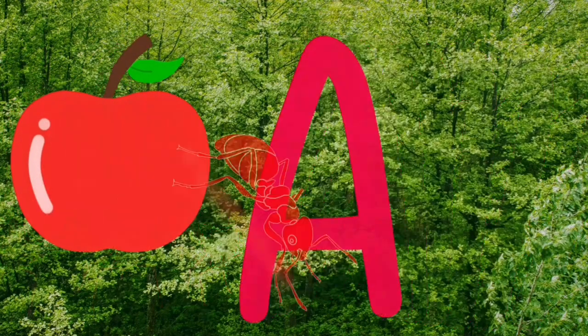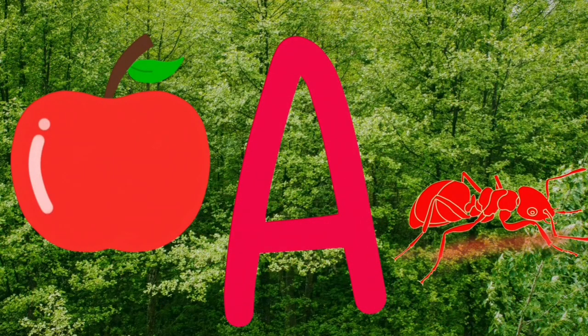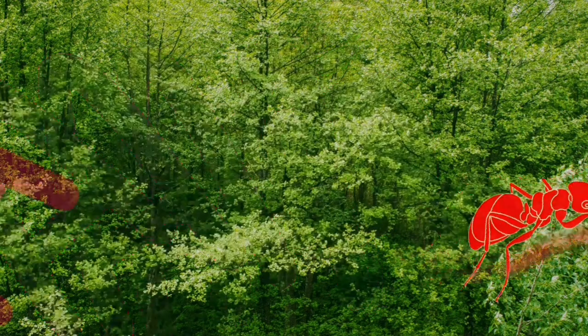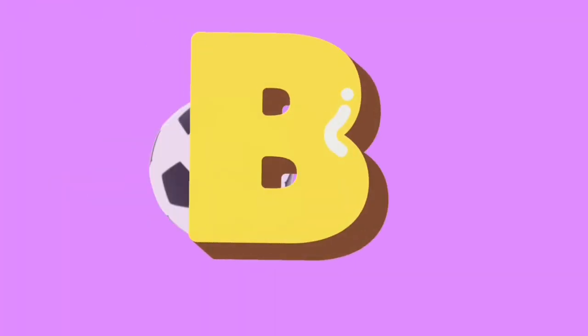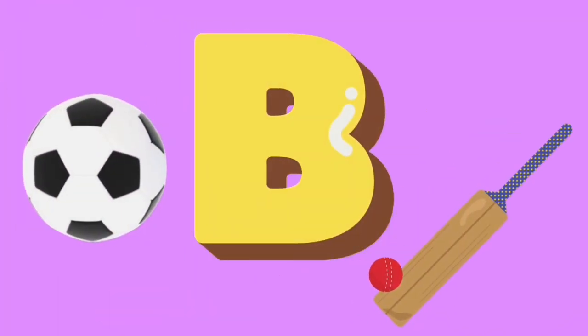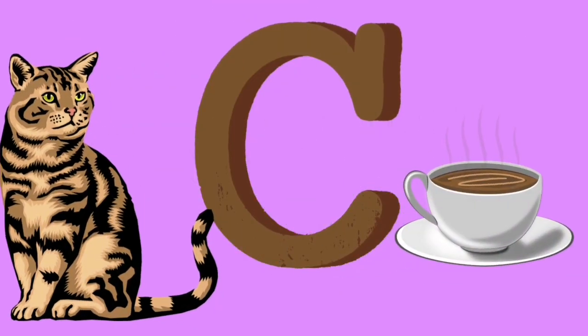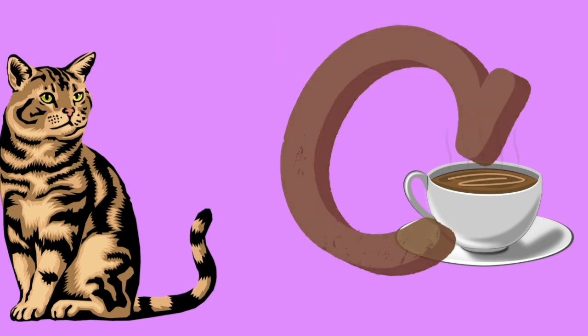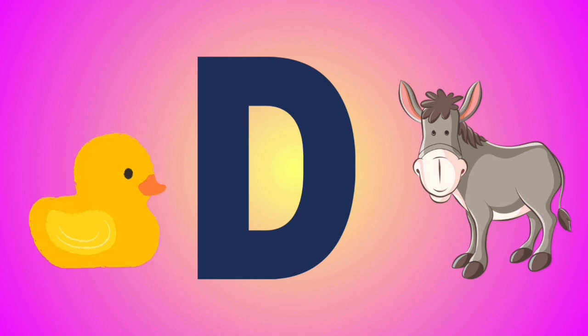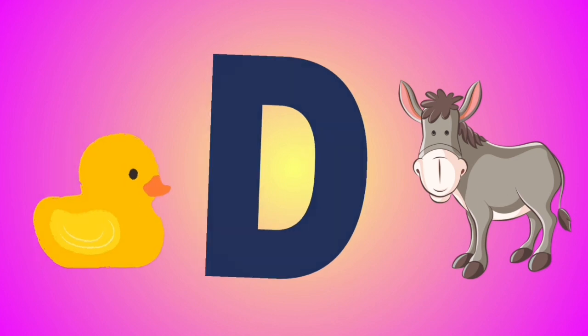A for apple, A for ant. B for ball, B for bat. C for cat, C for cup. D for donkey, D for duck.